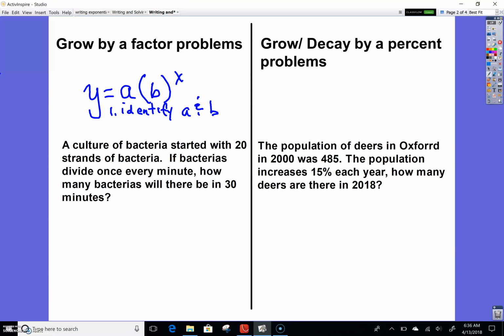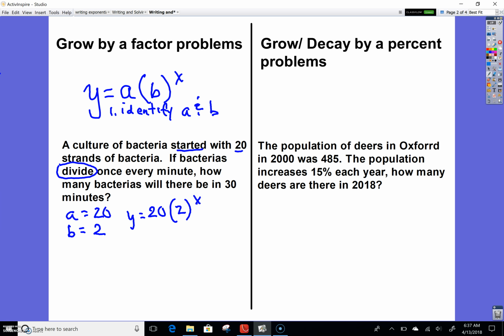A culture of bacteria started with 20 strands of bacteria. Started means that's the initial value, so my a is going to be 20. If the bacteria divides, that means it splits into 2 once every minute, so b is equal to 2. So my equation is y equals 20 times 2 to the x power.